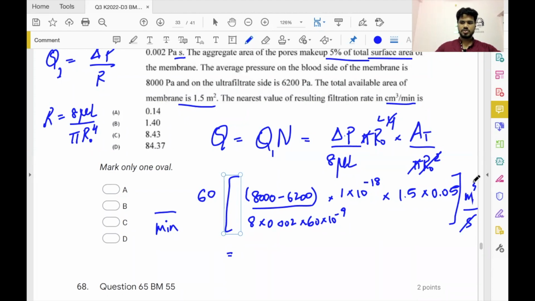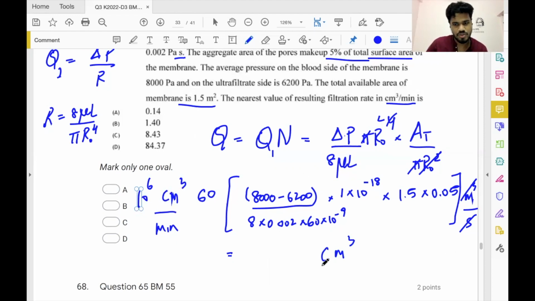How many centimeter cubes? 1 meter is 100 centimeters, so 1 meter cube is 100 cube, so this will be 10 power 6 centimeter cube. So let's find this whole product. The answer should be in centimeter cube per minute.